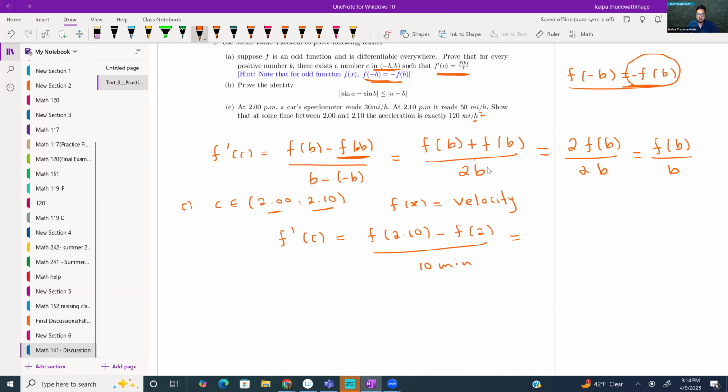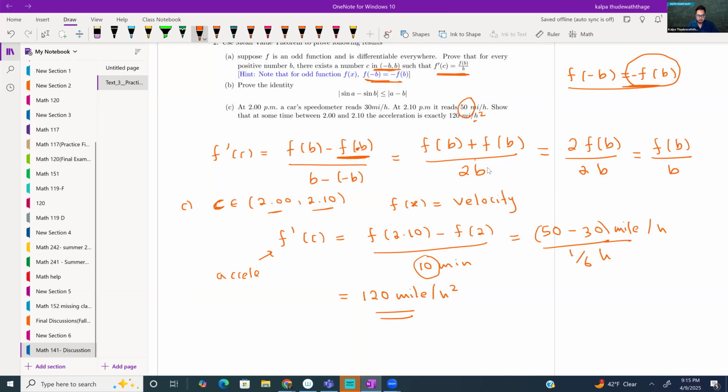I know the velocity becomes 50 at 2:10, and I subtract 30. So this is in miles per hour, and I'm going to change the 10 minutes to hours. It's 1/6 hour. So it gives me 120 miles per hour squared. I don't know the time exactly when the acceleration of the car becomes 120, but the mean value theorem guarantees that I can find such a time c. This is actually acceleration, because f of x is velocity, and the derivative of the velocity is acceleration. Right.